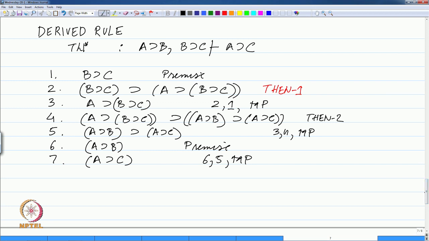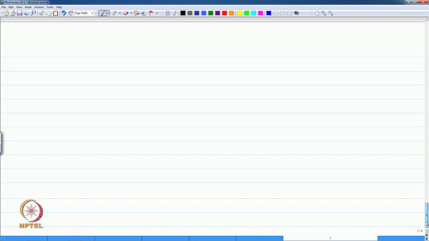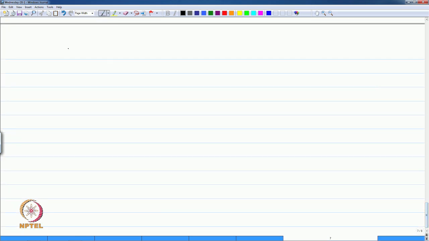Let us look at the proof of a simple statement, which is to show that A implies A. Show that A implies A is a tautology.